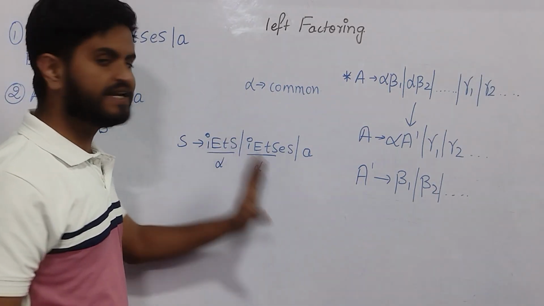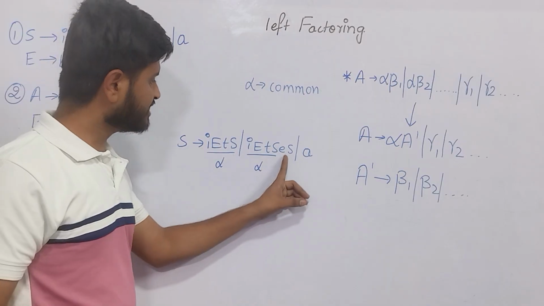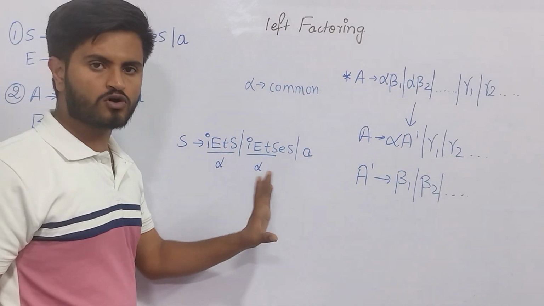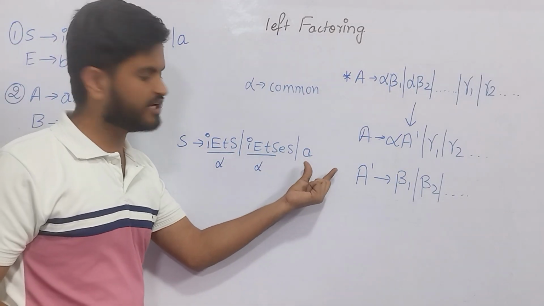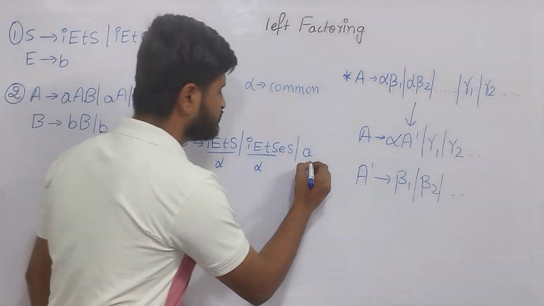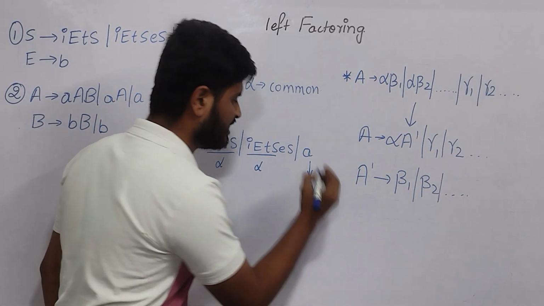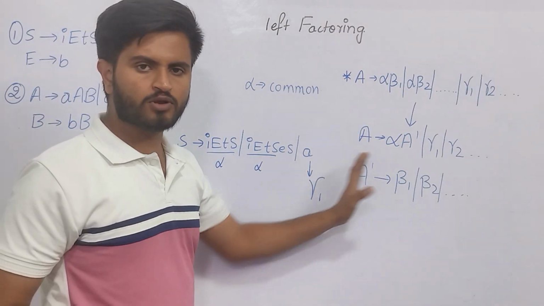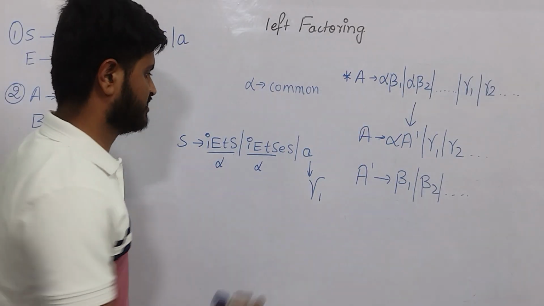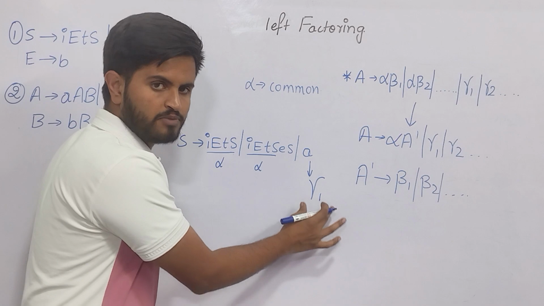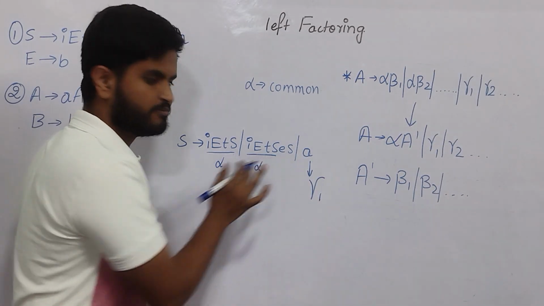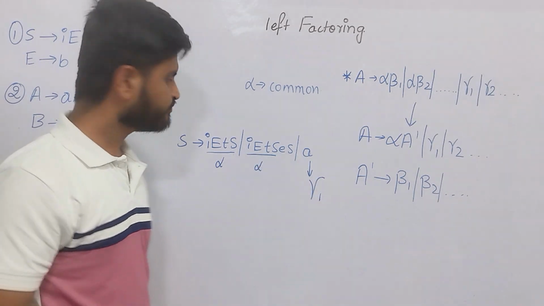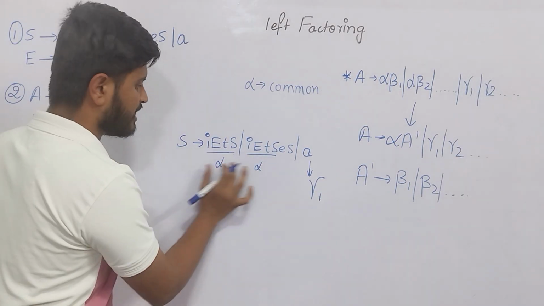Now let's find the beta 1 and beta 2 in these productions. Next, here there is no common element in this production. So it will become the gamma value, gamma 1. Further, I am not having any production, so I will stop here. Why did this become gamma? Because this does not have the common element alpha, so it became gamma.